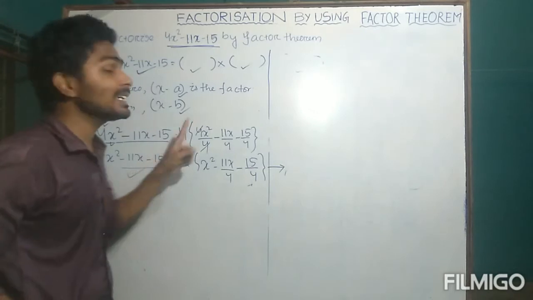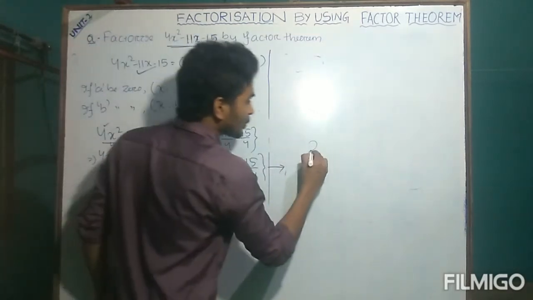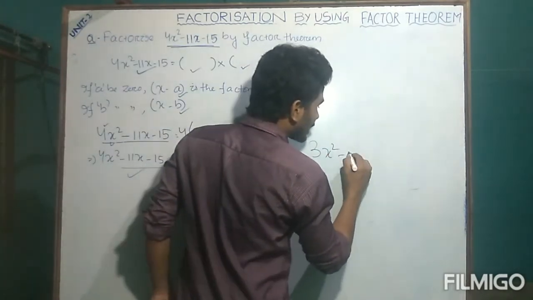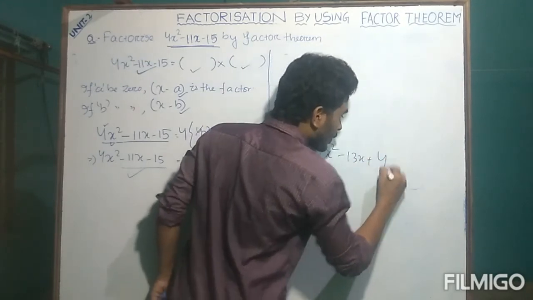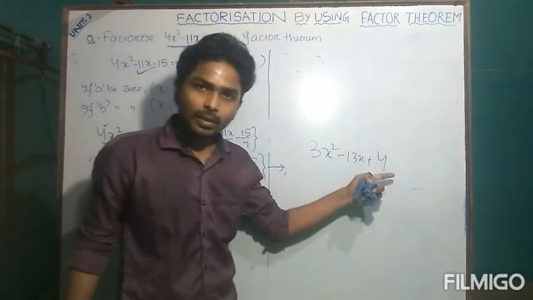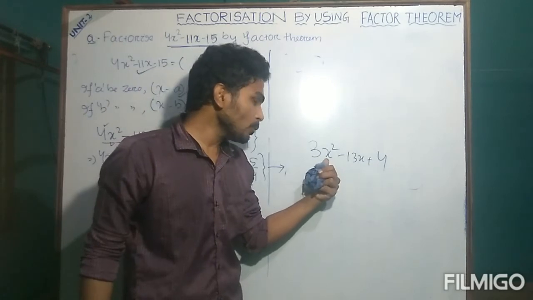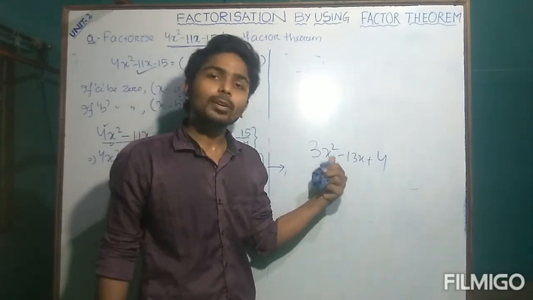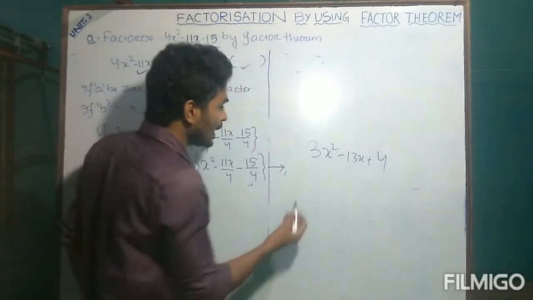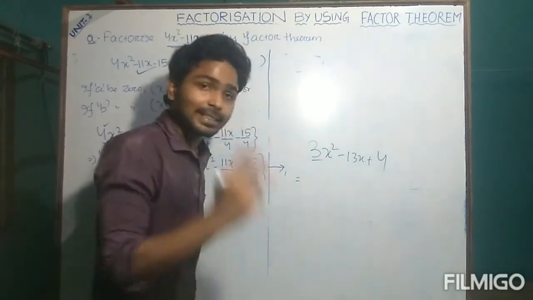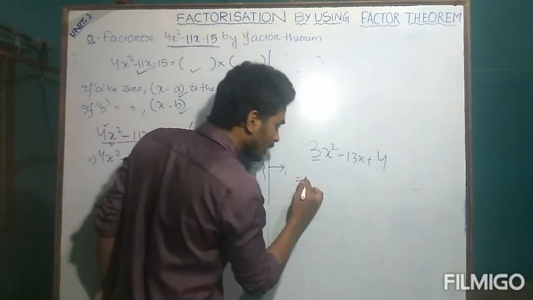Suppose if we take 3 as common, suppose it is the question 3x square minus 13x plus 4. Suppose this is a question or quadratic polynomial, and here we have to make the coefficient of x square to be 1. How can we convert it? We simply take 3 as a common factor from the numerator.